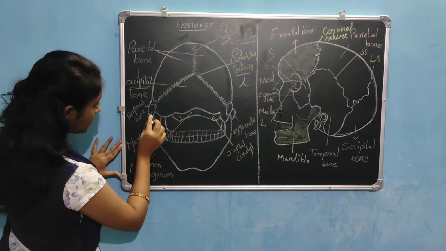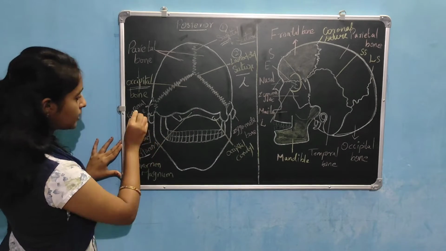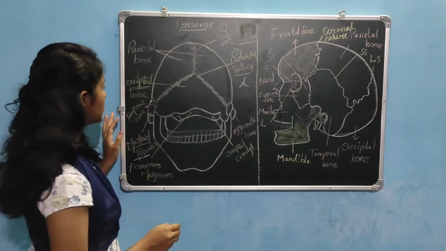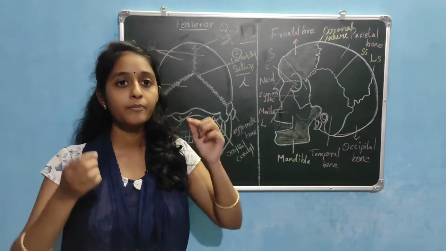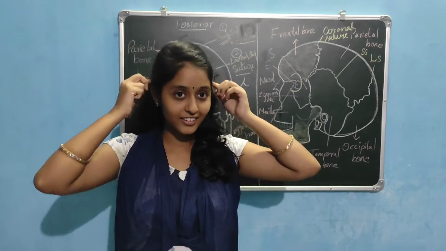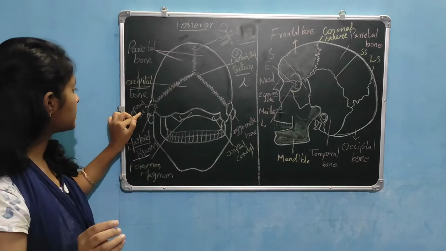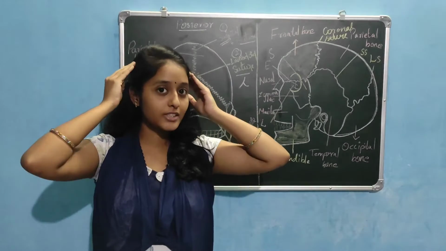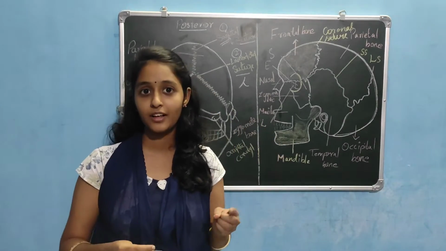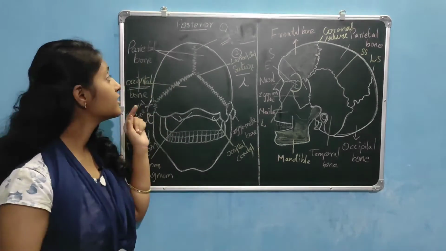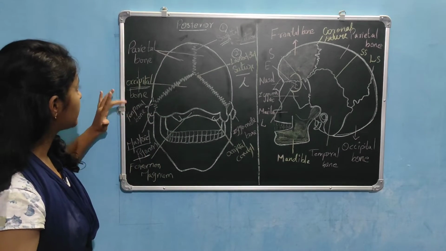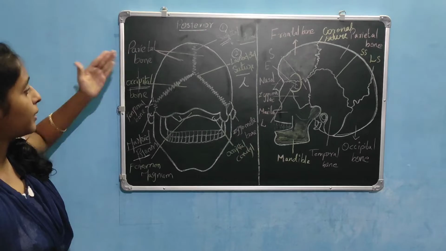And here is the mastoid process in the temporal bone. We already saw the temporal bone in the anterior view. Here, above the ear, is the temporal bone, and above the temporal bone is the parietal bone. Pari tells to the temple god. So above the temporal bone is the parietal bone.